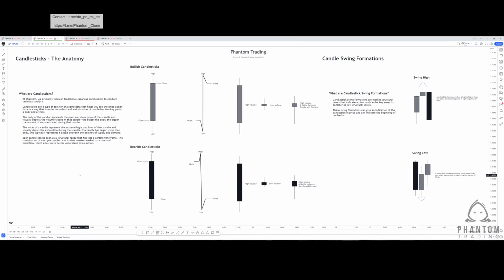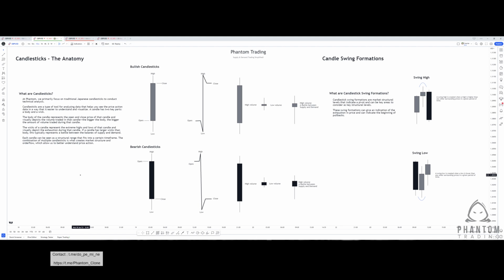In this lesson, we're going to be going over candlesticks: what they are, how we read them, the importance, as well as we're going to dig into candle swing formations. So initially, what are candlesticks? We are going to be primarily focusing on traditional Japanese candlesticks to do our technical analysis.